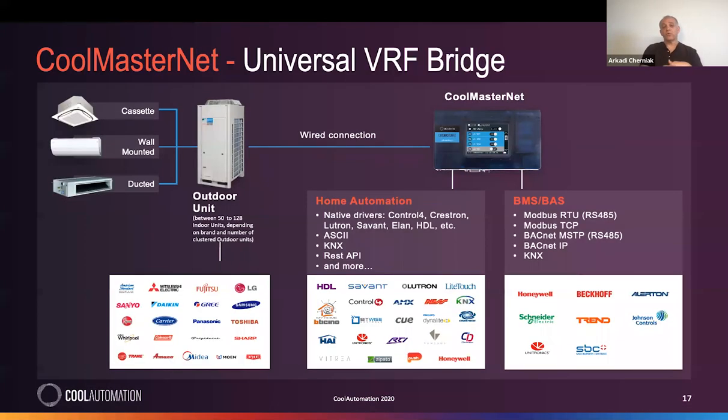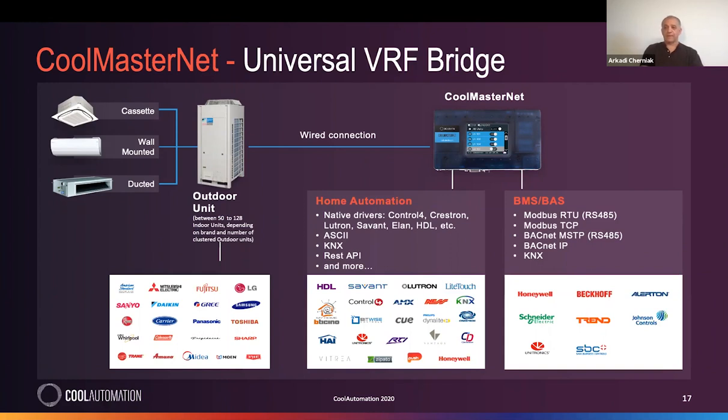So basically, if you look at a VRF project, you would use a CoolMasterNet. So the HVAC system would be of any of those brands that are listed here, from Daikin to Samsung, Fujitsu, Toshiba, Mitsubishi, and so on. We will not waste more time on reading all these logos.